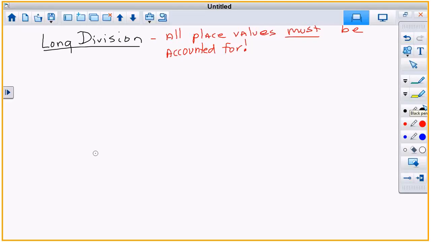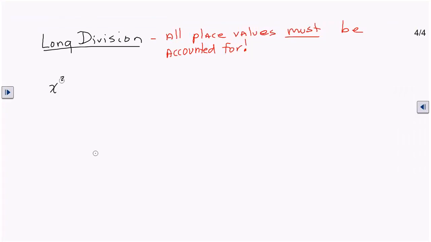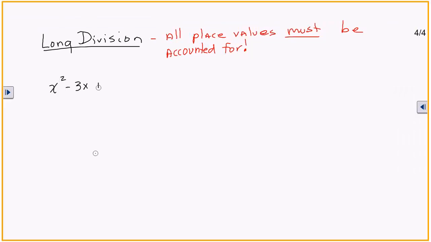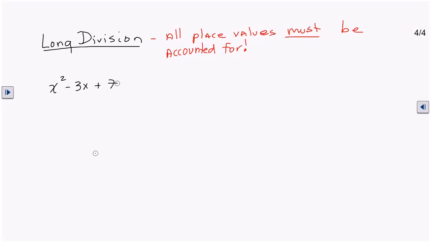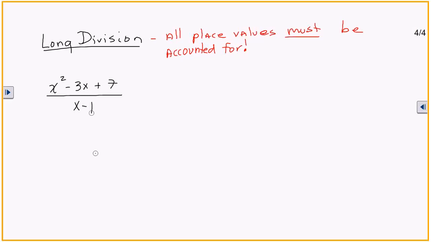So let me give you an example. Let's say I take x squared minus 3x plus 7, and I divide by x minus 1. Now, you're going to find out later in factoring that you might be able to factor the top. You can't factor the top because 1 times 7 will never give you 3. So this is a non-factorable problem. But later on in Algebra 2 review, you might see a factoring type problem where you factor the top and cancel out. We'll get into that later, but this is not factorable, so we've got to use long division.